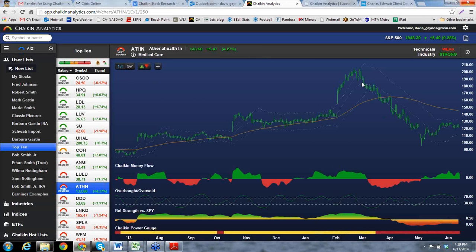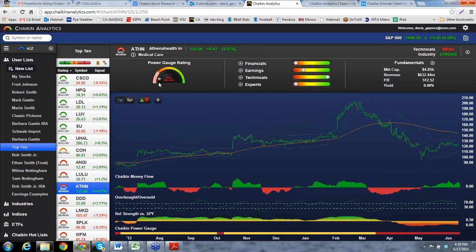This is another one. He didn't, or the model, I should say, didn't catch it at the top, but the model did turn bearish right here at 183, and today this is trading around 133. And we see again that consistent, persistent negative relative strength and negative money flow. My guess is this one, even though money flow has gotten stronger, came up a little bit, is going to come right back down because, again, it's got a very bearish power gauge. The financials are poor, the earnings are poor, only the technicals are strong.